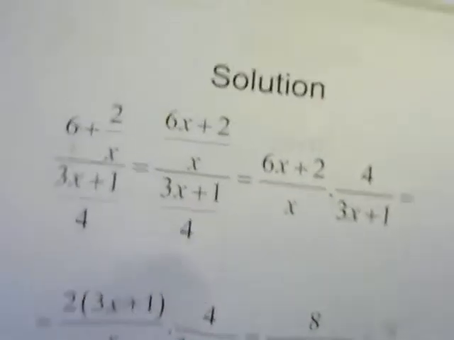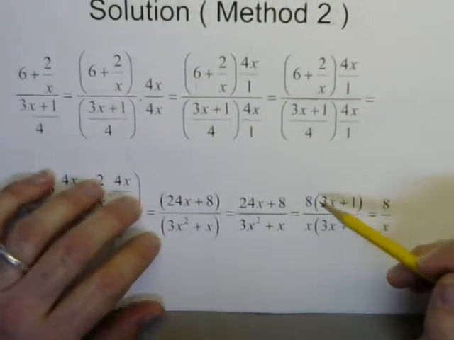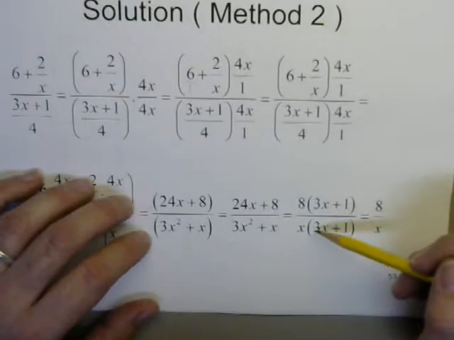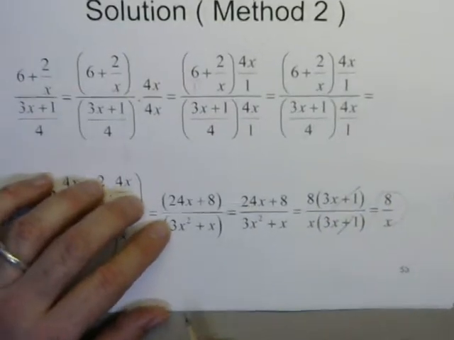So just going back to that slide, we did get 8 over x. Remember, don't forget to reduce your fraction. You might notice that you can factor an 8 out of the top and an x out of the bottom, and then those will cancel, and you do get the same answer.